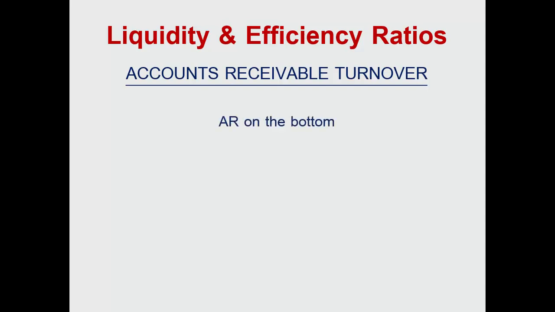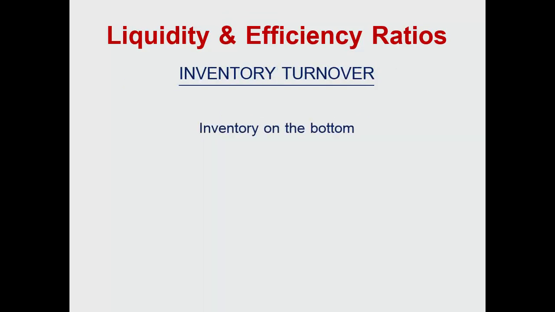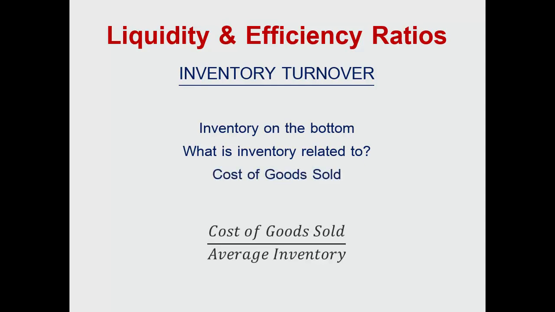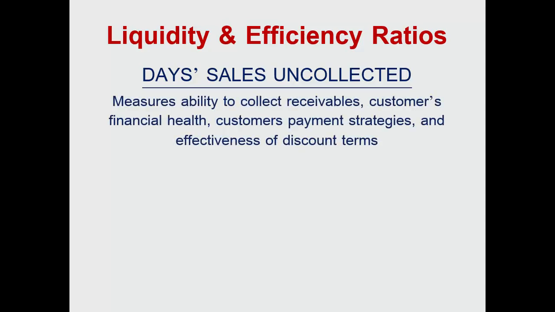Another memory trick, accounts receivable turnover. AR is on the bottom, it turned over. What is accounts receivable related to? Sales. Here's another one. Inventory's on the bottom. You turned it over. It's on the bottom. What's it related to? Cost of goods sold. Just another memory trick.